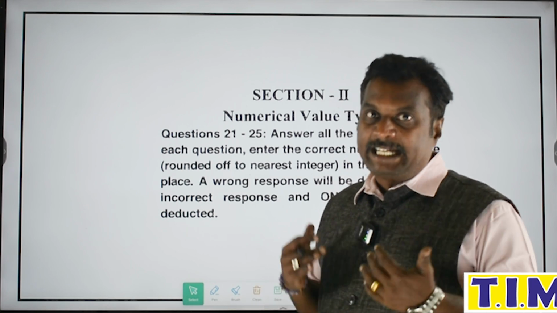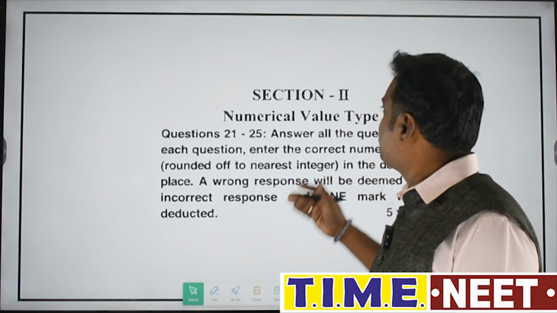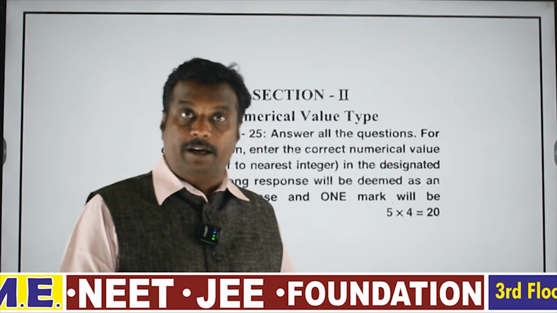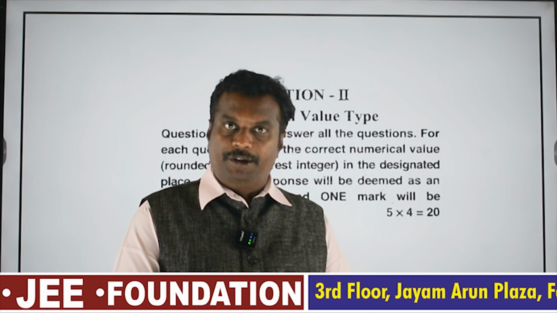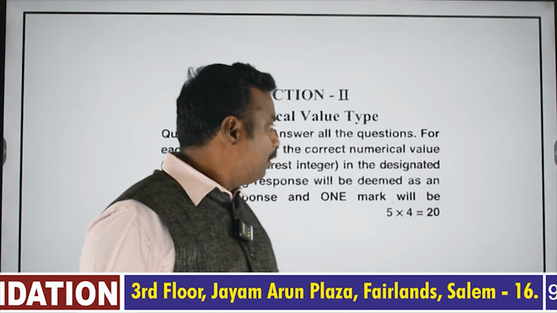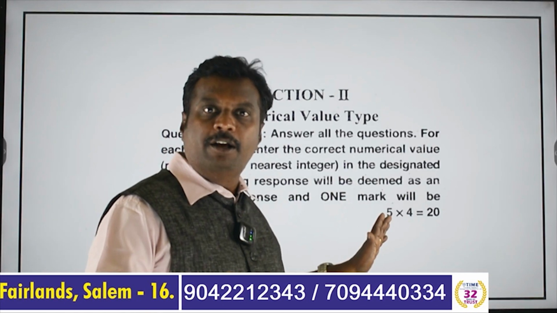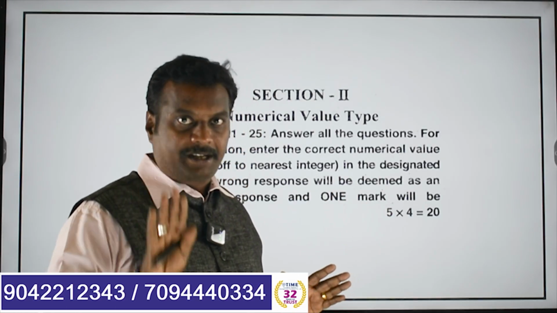Now we are into the second part of your paper, section 2. So this will have numerical questions. When you write this, your keyboard will be on. You can give your response. Now in this question there are 5 questions and each question will be given 4 marks. For any wrong answer 1 mark will be deducted, -1.